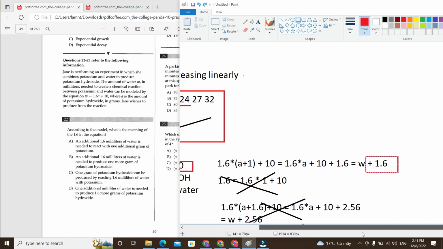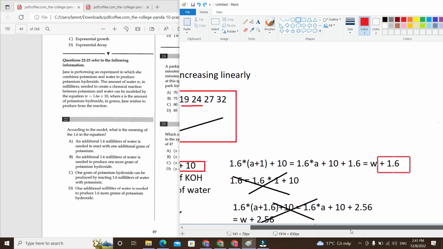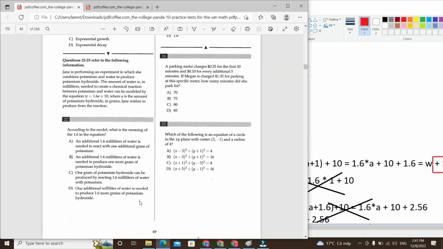Alright, so that's the answer. That's why the answer is B, because if you want to increase 1 more gram of potassium hydroxide, you have to add in 1.6 more gram of water. That is B. Alright, number 23.